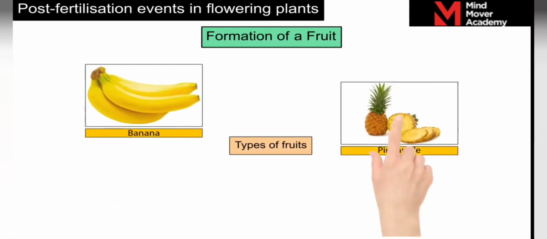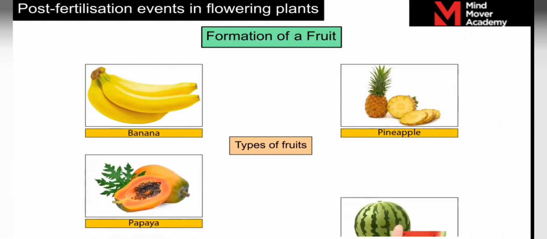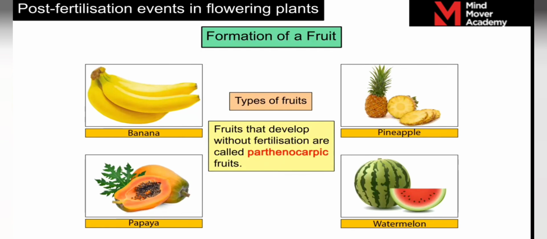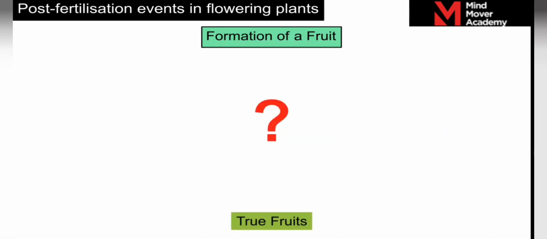Although in most species, fruits are the results of fertilization, there are a few species in which fruits develop without fertilization. And such fruits are called? Yes, such fruits are called parthenocarpic fruits. Can you name one such fruit? Yes, you guessed it right. It's banana.